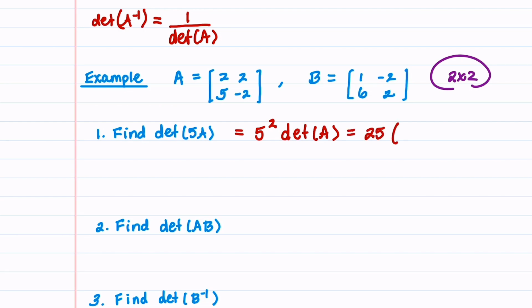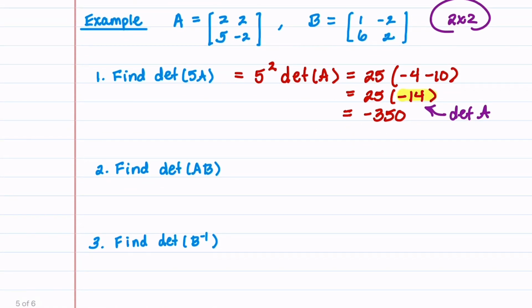The determinant of A is the entries along the main diagonal multiplied, so minus 4, minus the entries along the off diagonal multiplied. So this is 25 times a minus 14, and that gives us a minus 350. Let's highlight this because that is determinant A.